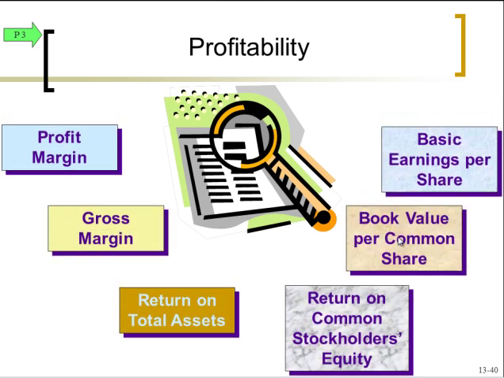Now we'll move on to our profitability ratios. We're going to look at profit margin, gross margin or gross profit margin, return on total assets, and return on common stockholders' equity. We're not going to focus on that one here, or book value per common share, but we are going to spend time on basic earnings per share.